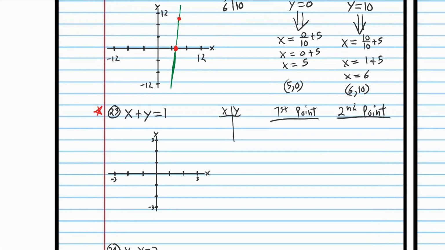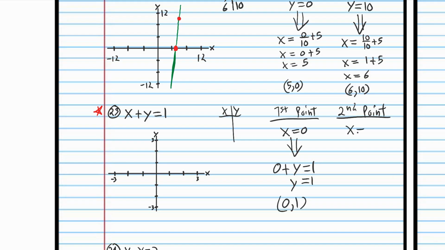So I'm going to choose x is equal to 0. And I don't really think we have to perform algebra on this one because this one's fairly easy. We can probably just do this in our head. So if x is 0, then we have 0 plus y is equal to 1. So you tell me, what does y have to be? Well, it's pretty obvious. Y has to be 1. So that's our first point, 0, 1.